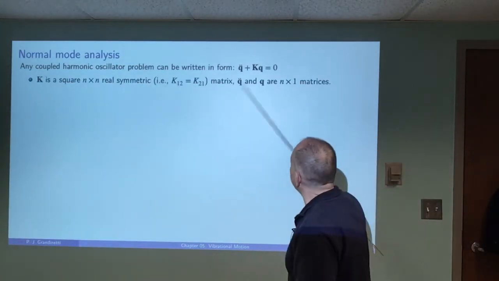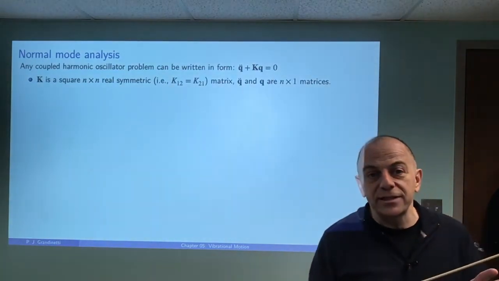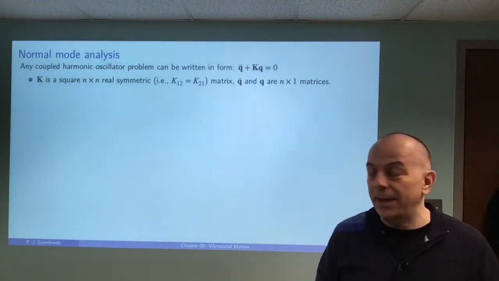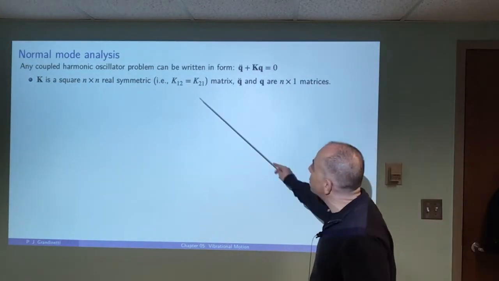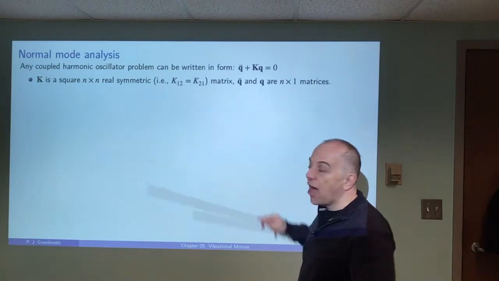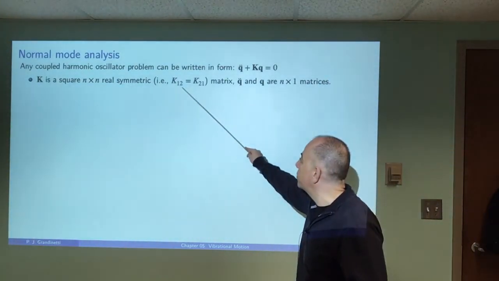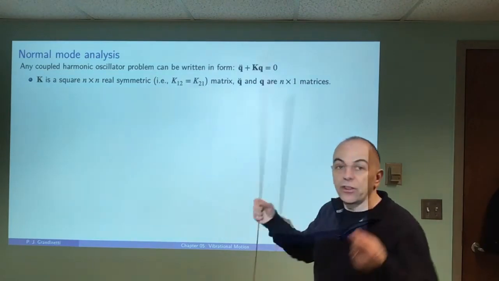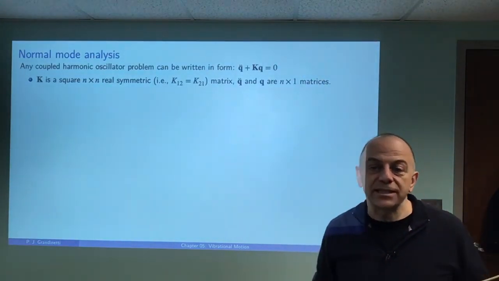Now, the next important thing about that K matrix is that it's a square matrix and it's a symmetric matrix. So actually, it's a real symmetric square matrix. And that means that the off-diagonal elements, across the diagonal, so K12 and K21, are going to be equal to each other when the matrix is symmetric.